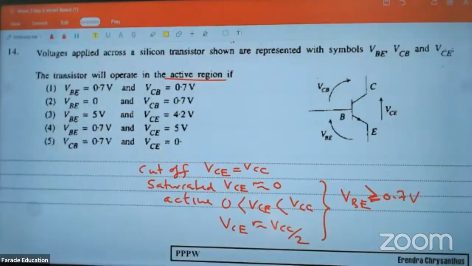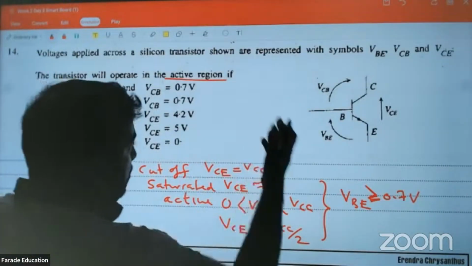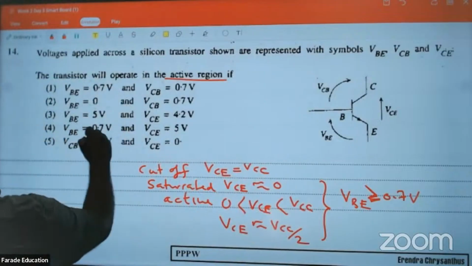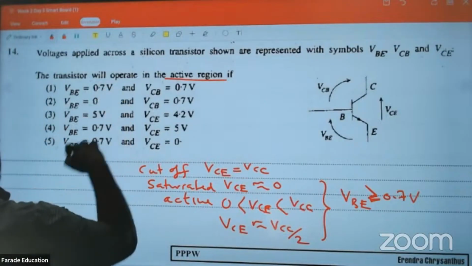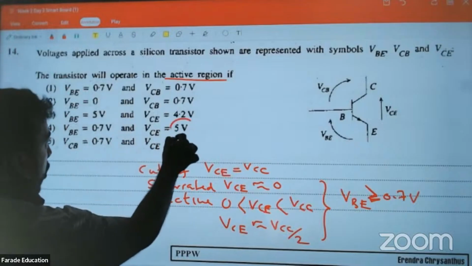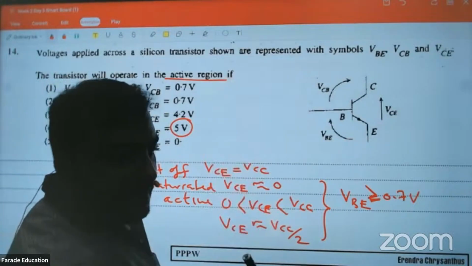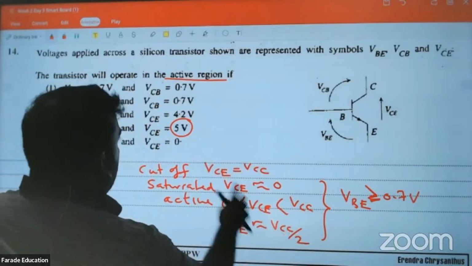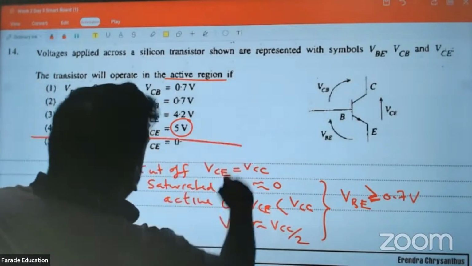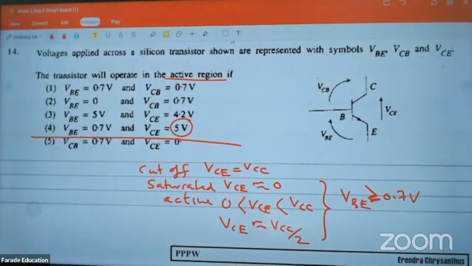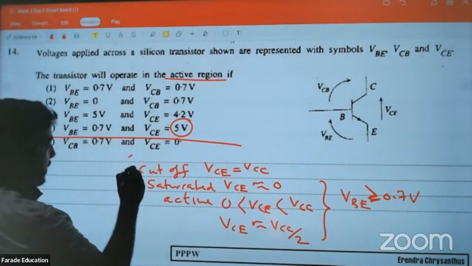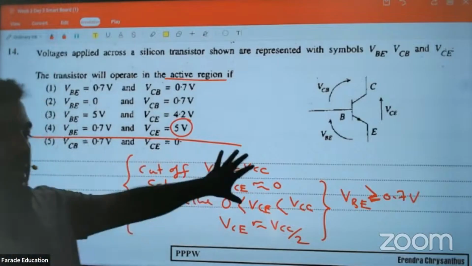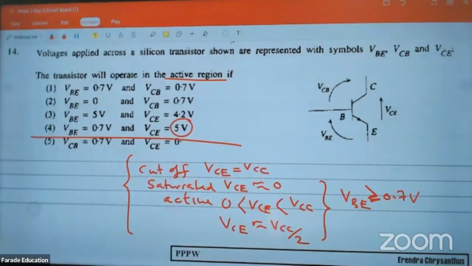Right now. If you look at this, there is no value, so don't panic. VB is 0.7 and VC is 5 volts. Normally to bias they use 10 volts, so 20 or 10 volts. So 10 divided by 2 is 5. So the correct statement is this. For that you should know, if you have done transistor problems, then you will quickly realize these conditions are directly satisfied there.